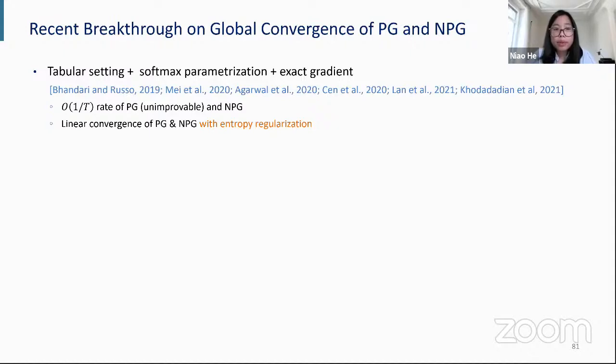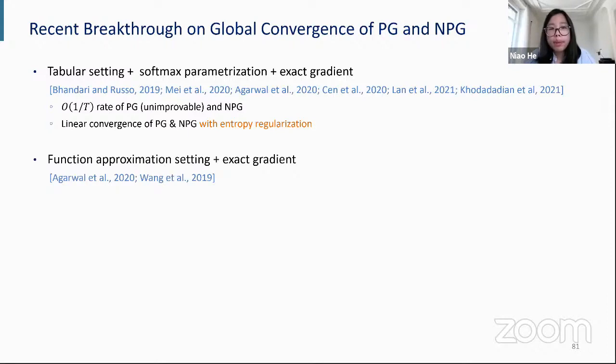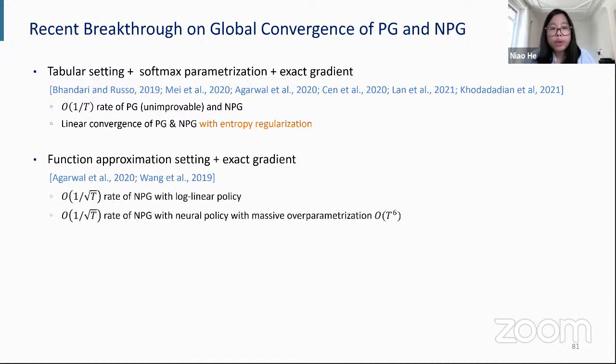Similar results can be obtained in the function approximation settings. Particularly, it was shown that for natural policy gradient, if you use log linear policies, then you will get this 1/t convergence rate. If you use neural policies, you can also get this 1/t convergence rate, but you will need very massive overparameterization, say something like t to the power of 6.